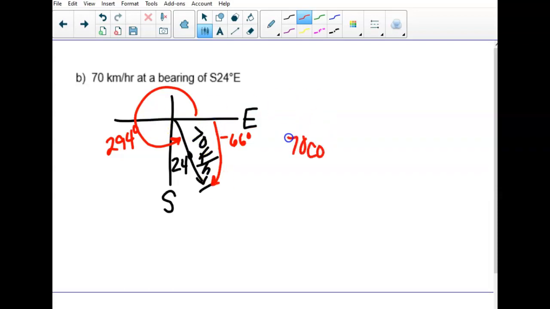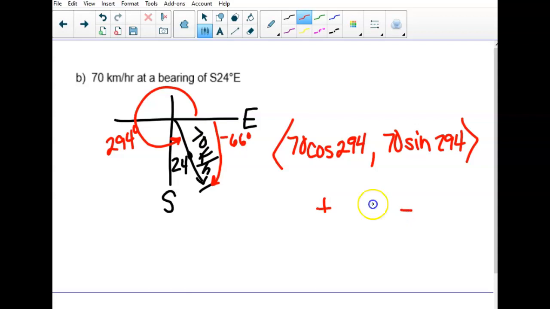So 70 cosine of whichever, and 70 sine of whichever. And it should turn out a positive and then a negative to get down into quadrant 4, okay? Everybody good?